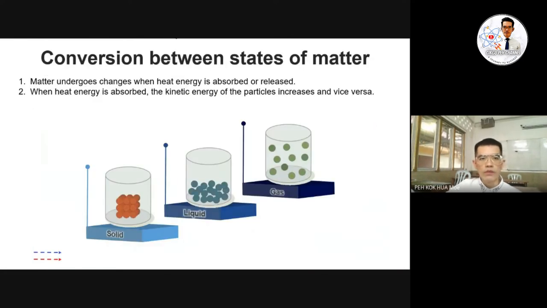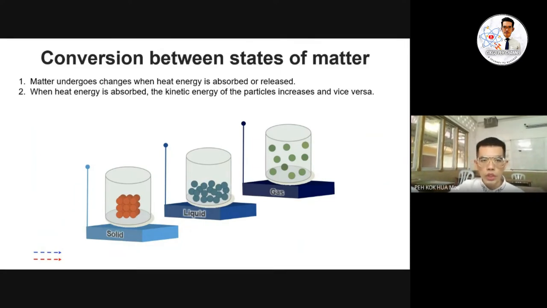So here is the conversion between the states of the metal. Metal undergoes changes when heat energy is absorbed or released. As mentioned, when heat is absorbed, from solid it will become liquid and then gas. On the other hand, when the gas releases heat, it will become liquid and then solid. So look at sentence number two. When heat energy is absorbed, the kinetic energy of particles increases and vice versa.